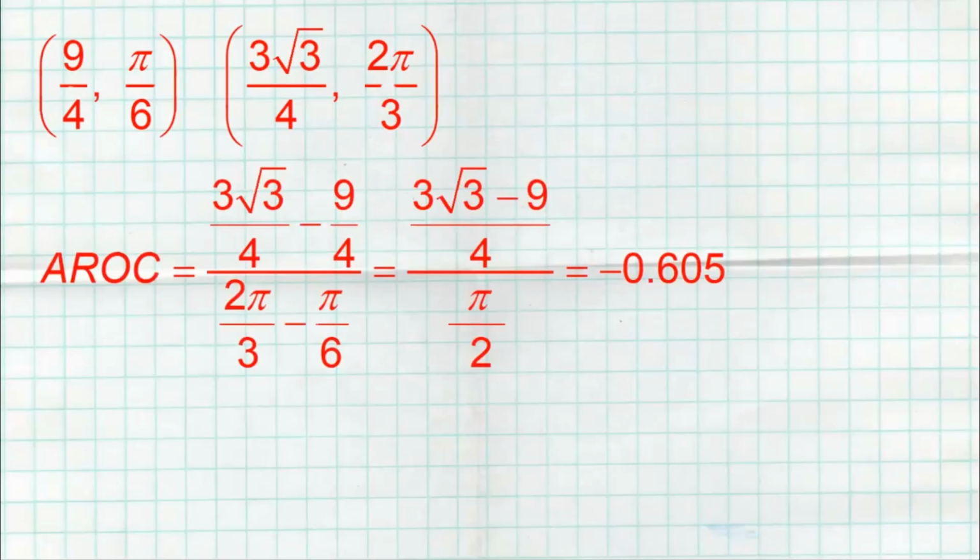Very easy. So here I go. 3 radical 3 over 4 minus 9/4 is 3 radical 3 minus 9 all over 4. In the denominator, I'm going to subtract my angles, which are my inputs. 2 pi over 3 minus pi over 6, and that is, of course, pi over 2. And this is where you might want to grab a calculator to do some of this math for you. But when the dust settles, we get negative 0.605, which was choice D.